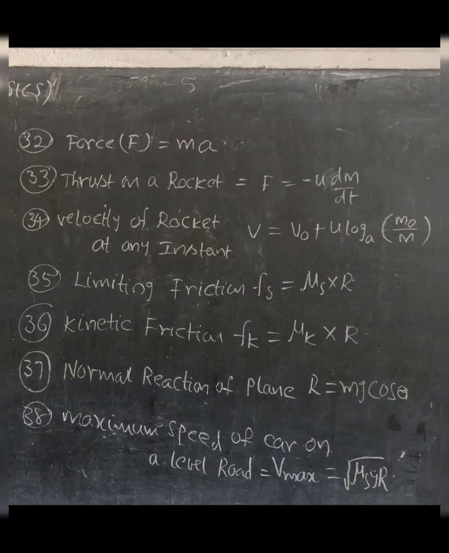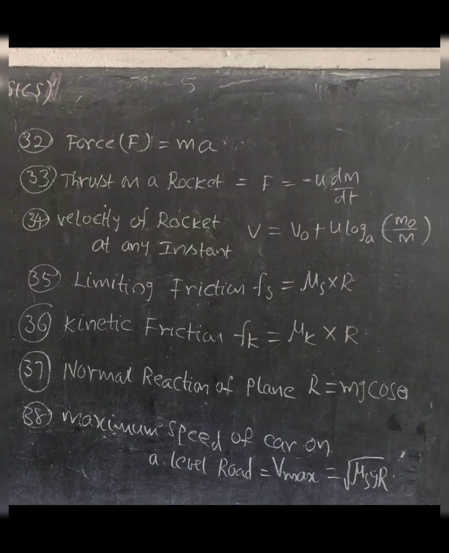Weight of the body is equal to mass into acceleration due to gravity, W is equal to mg. Thrust on the rocket at any instant, F is equal to minus u into dm by dt. Velocity of rocket at any instant, v is equal to v naught plus u log e base m naught by m. Limiting friction, F is equal to mu s into R. Kinetic friction, Fk is equal to mu k into R.